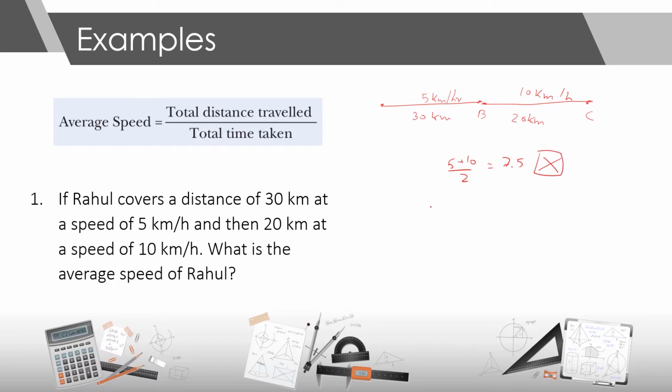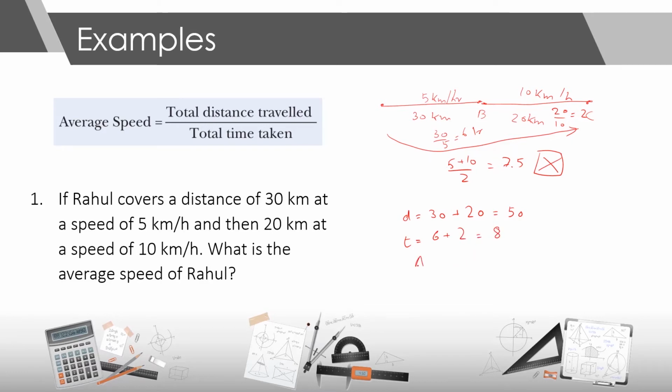Average speed is total distance traveled from A to C divided by the total time taken while moving from A to C. So the total distance traveled is 50 kilometers. We know that 30 kilometer plus 20 kilometer. Now what is the total time taken? From A to B, time taken is 30 kilometer divided by 5. This is 6 hours. Then from B to C, 20 divided by 10. This is 2 hours. So total time taken is 8 hours, 6 plus 2.